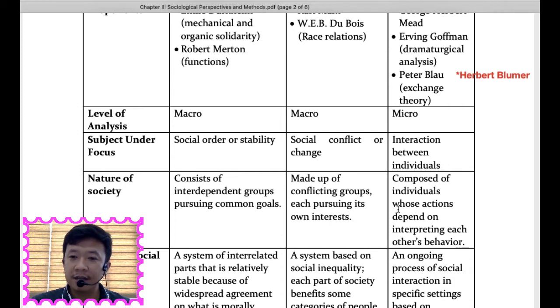Yung symbolic interactionism naman in terms of the subject of its focus will be interactions. So not individuals, okay? Interaction, basta merong interaction ng tao, sinasabi niya kung ano yung gustong mangyari, tapos nagkakaroon ng meaning making out of that social interaction, pasok yon sa focus ng symbolic interactionism. Kasi ang interaction pwedeng hindi lang individual ang mag-engage in social interactions.